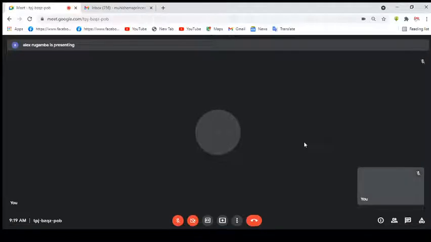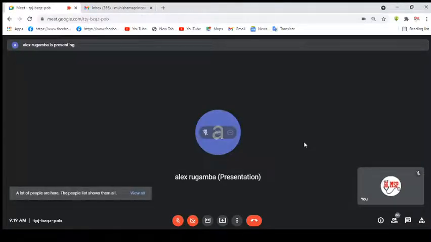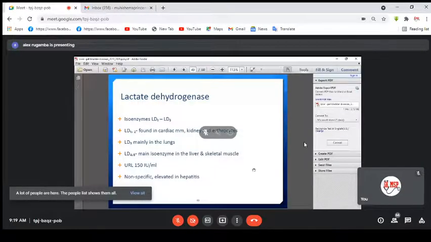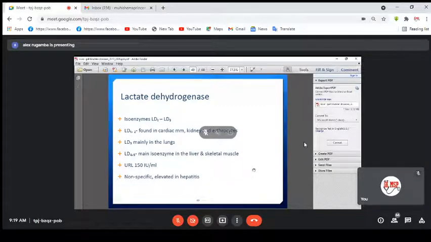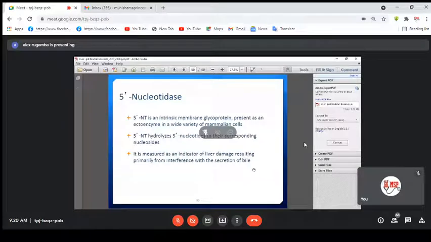Lactate dehydrogenase is found in the kidney, in the heart, in red blood cells, and also mainly in the lung. And it is mainly an enzyme of the liver, of course, and of muscles. The normal reference is around 150, and it is elevated in hepatitis.